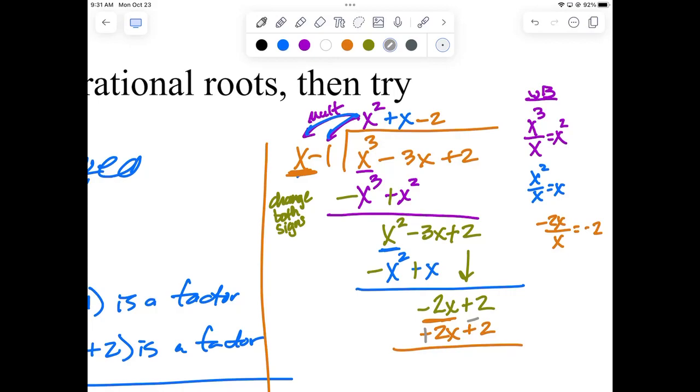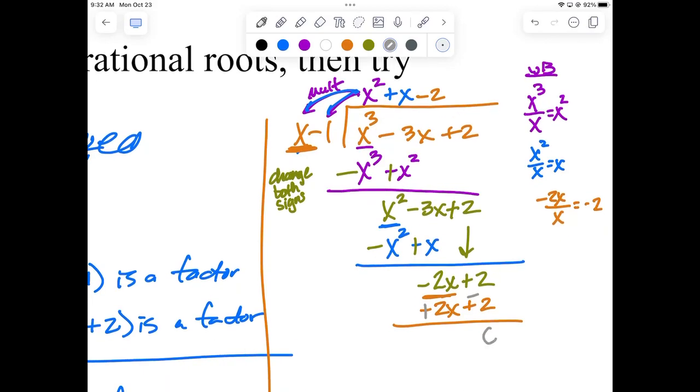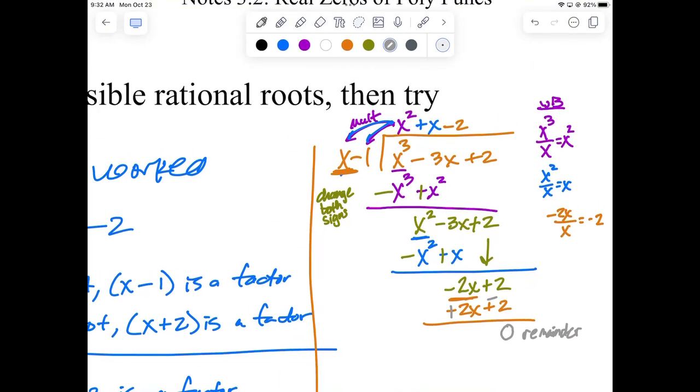What do I get at the bottom? 0. That's my remainder. Is that reasonable to get a remainder of 0 when you divide something by one of its factors? Yeah, when we divided the 14 by 2, we got 7, remainder 0. That just proves that x minus 1 is a factor. That just proves that x equals 1 is a root, doesn't it?